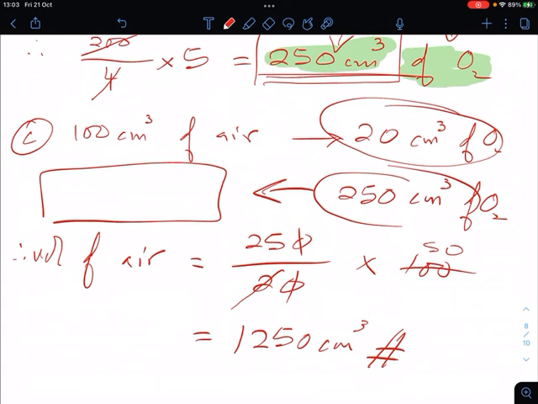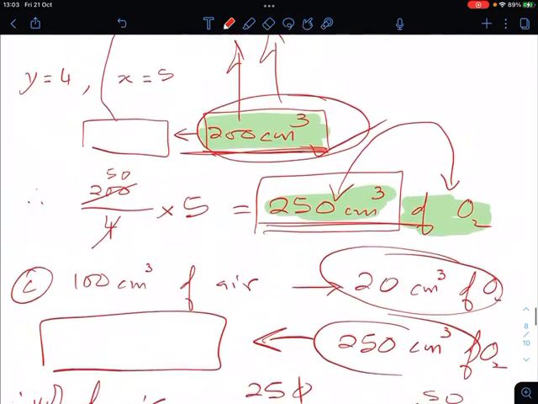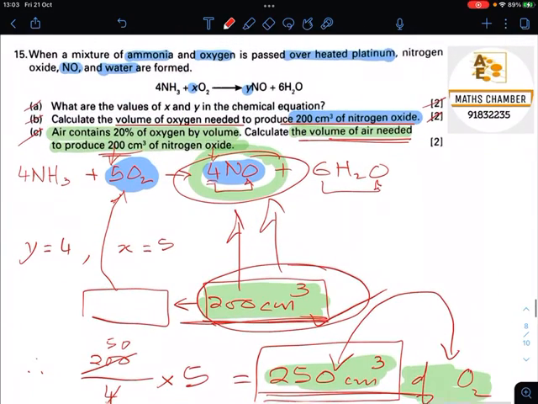Alright folks, that's it. No formulas, alright? Anybody who tells you to memorize formulas for mole concept calculations, tell them to fly kite.